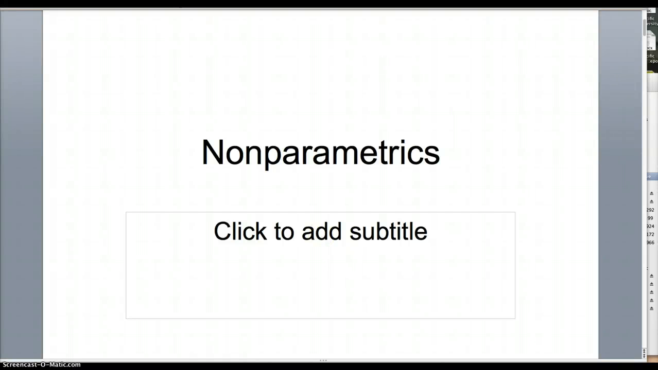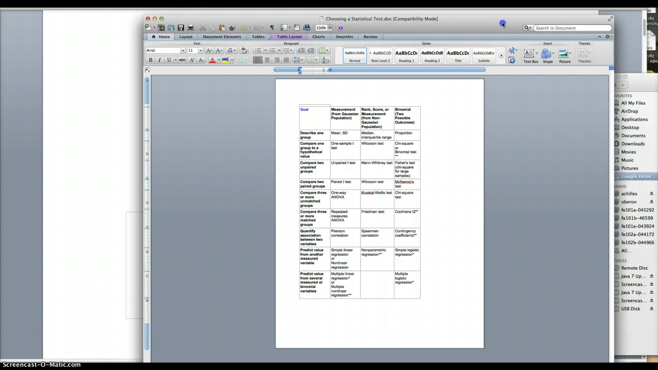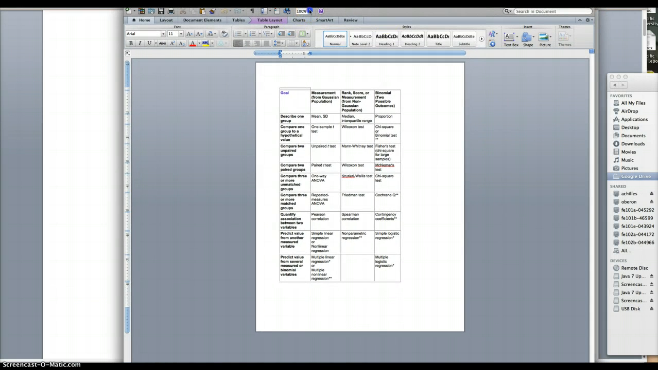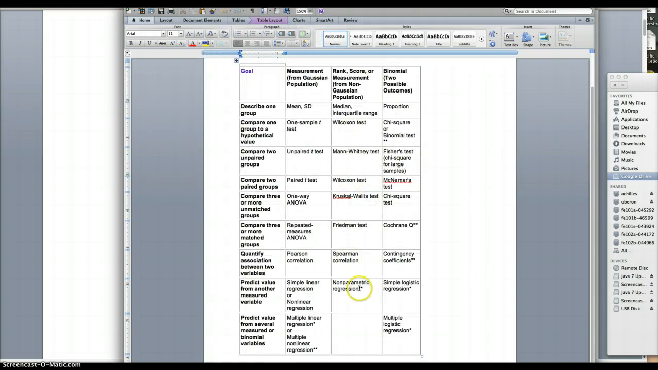In this chapter, we're going to look at the other non-parametric tests. If we were to go back and look at this table about choosing a statistical test, what we're talking about is the tests that go down the middle column. This has to do not with the binomial data on the right-hand side, not with the interval data on the left-hand side, but with ranked data. And there are some other reasons why we'd be using those.